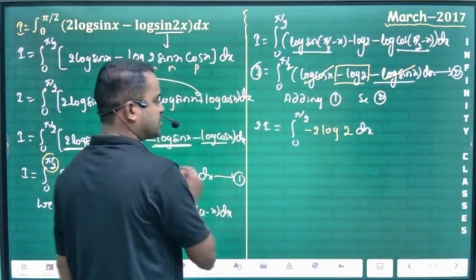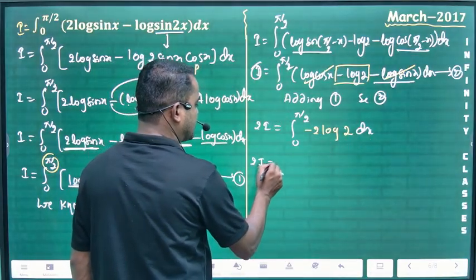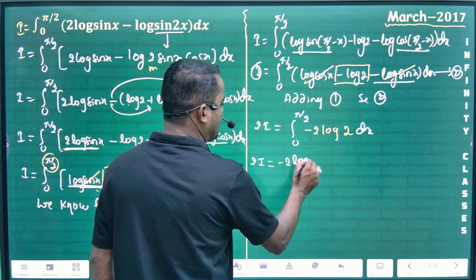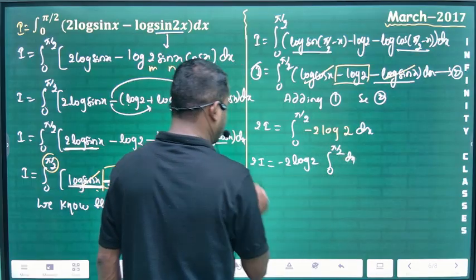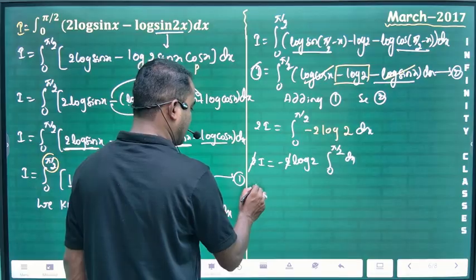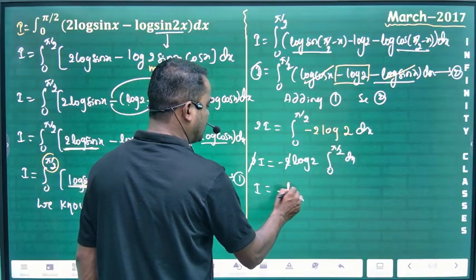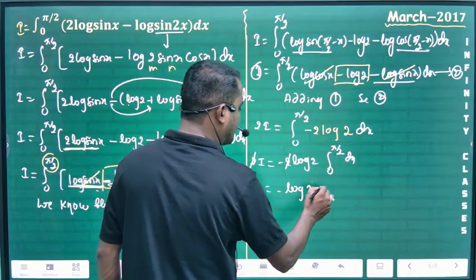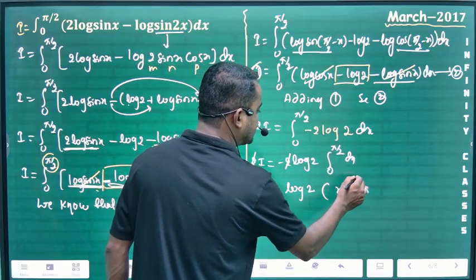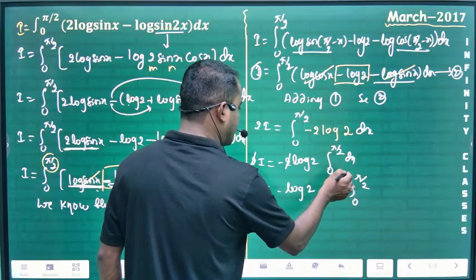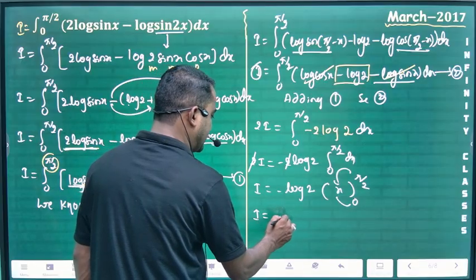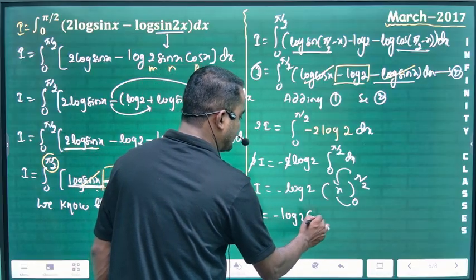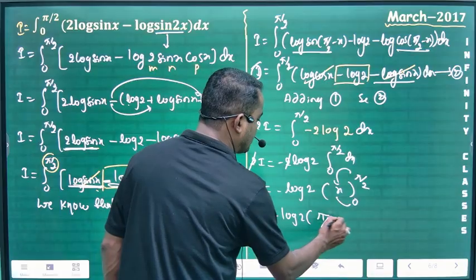Now take minus 2 log 2 outside. 2i is equal to minus 2 log 2 integration of 0 to 5 by 2 dx. This 2 gets cancelled here. Now i is equal to minus log 2 integration of dx, which is x between the limits 0 to 5 by 2. Now upper limit, that is 5 by 2, minus lower limit. I is equal to minus log 2 times 5 by 2 minus 0.